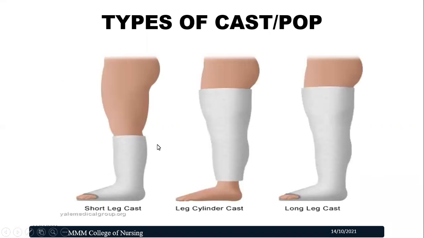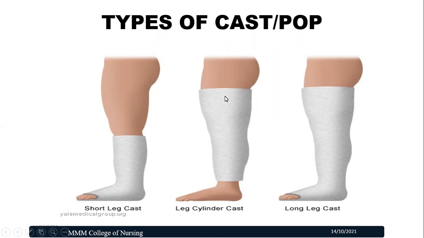Next is the short leg cast. The short leg cast extends from below the knee to the base of the toes. The foot is flexed in this position, which is at a right angle in a neutral position.